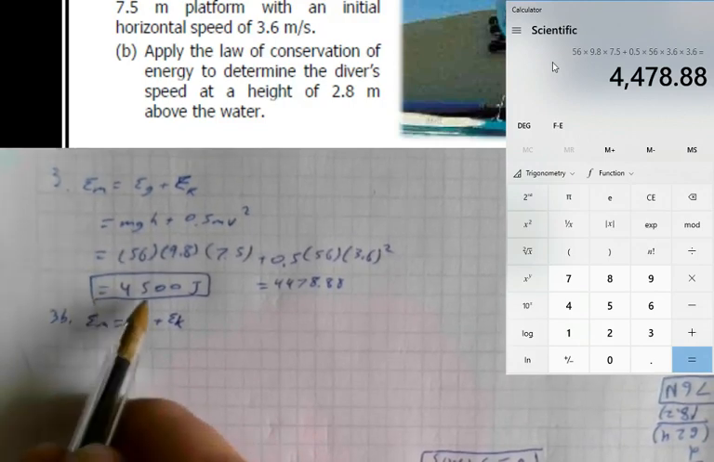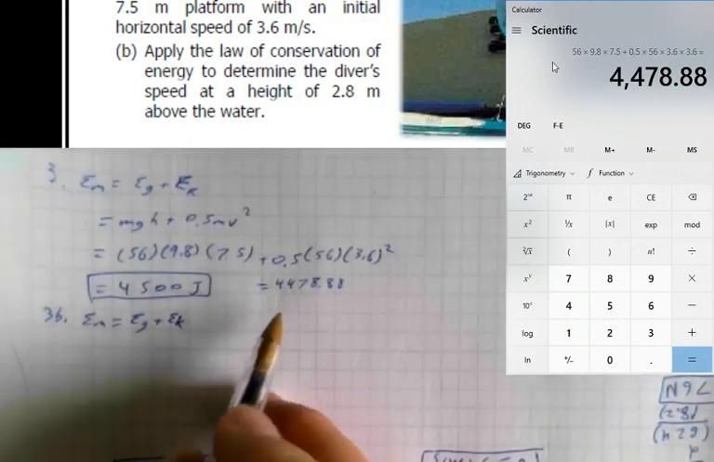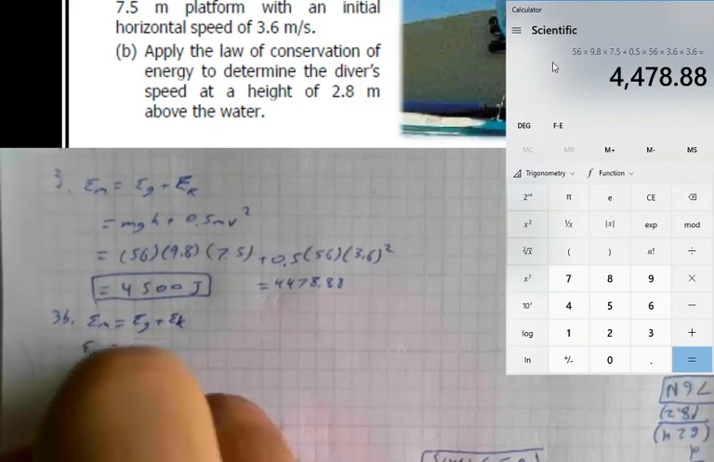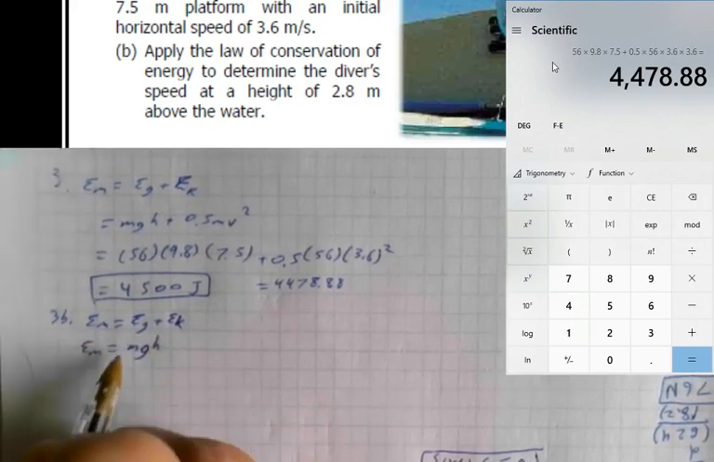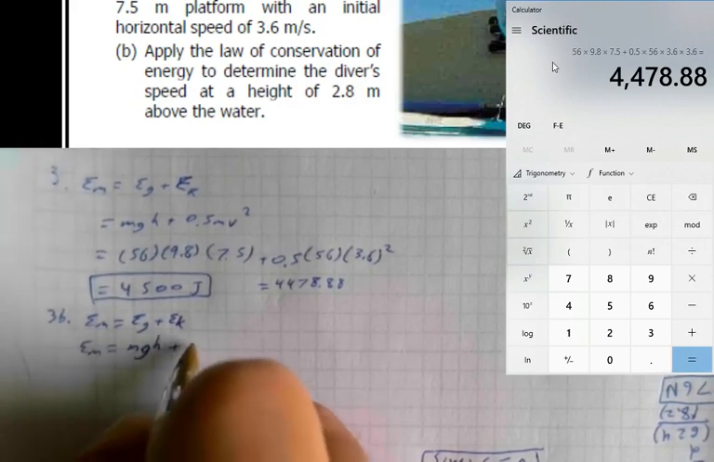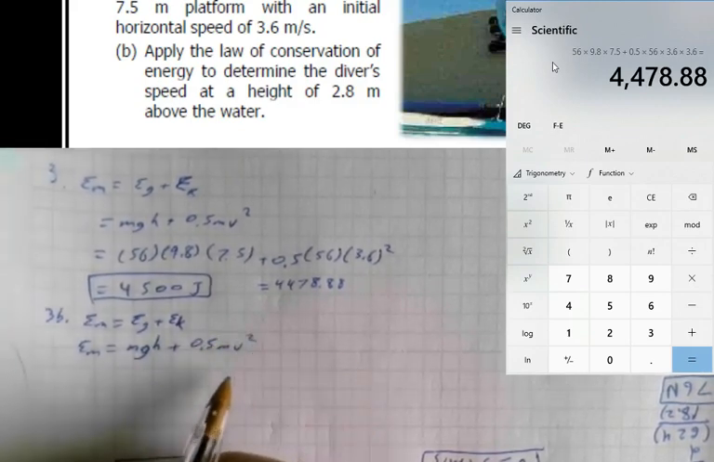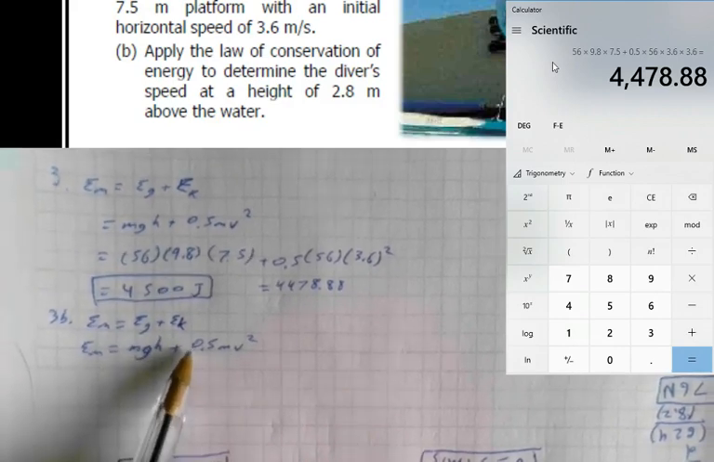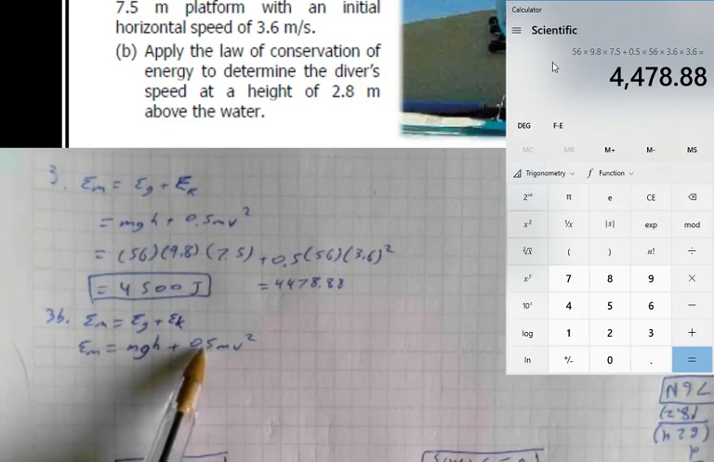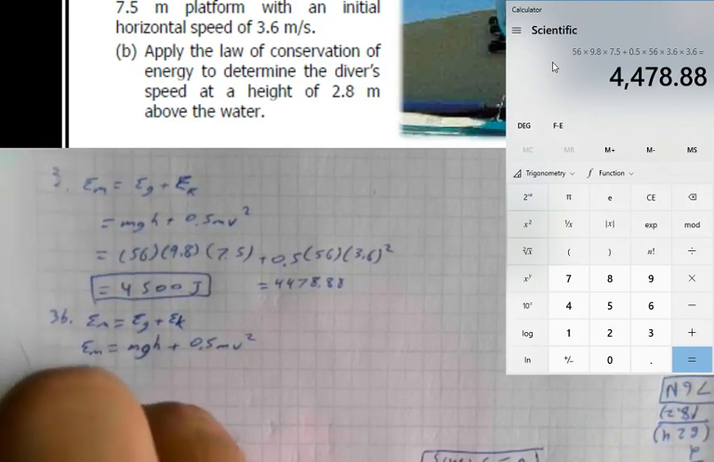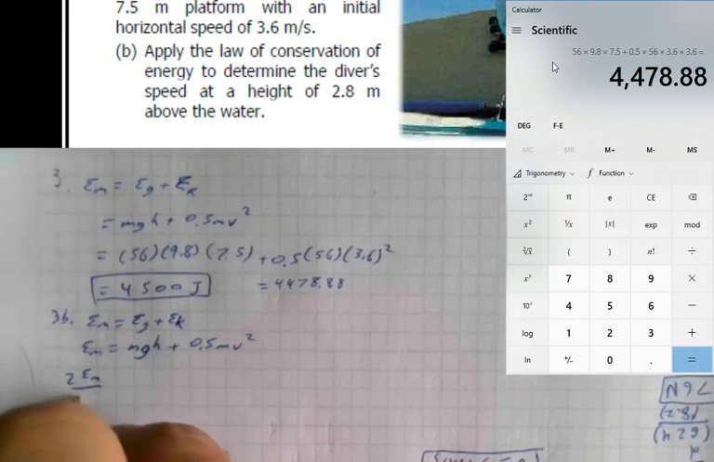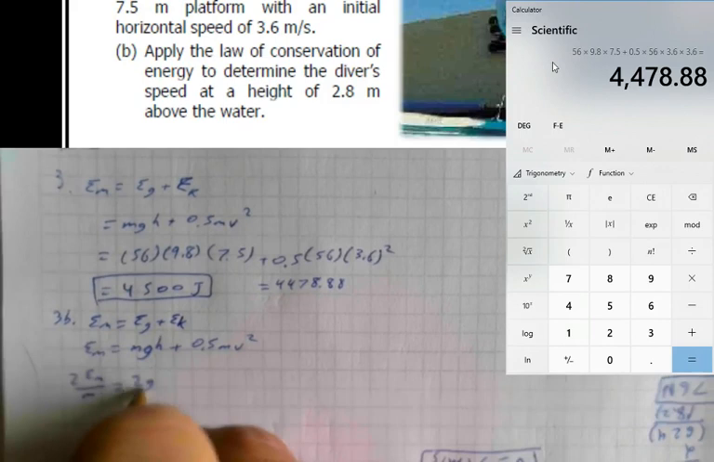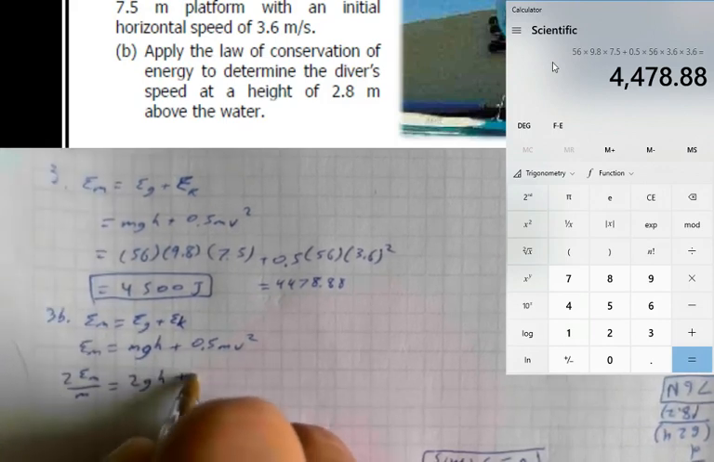The EM is equal to what we have here. But let's break this up and find out what we need to solve for. mgh, we know the m, the g, and the h. 0.5 mv squared. We need to solve for that v. So let's multiply everything by 2 and divide everything by m to start. So we have 2EM over m equals 2gh plus v squared.